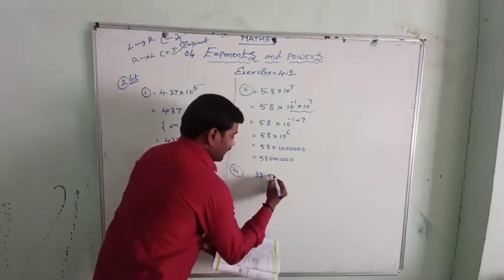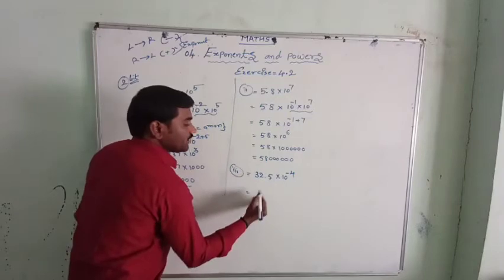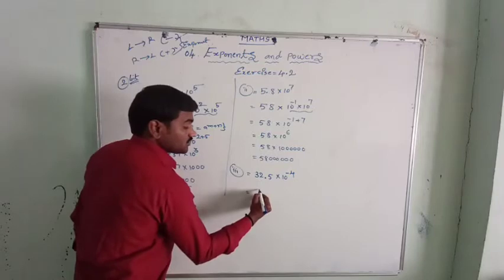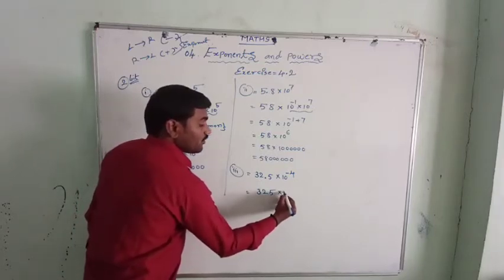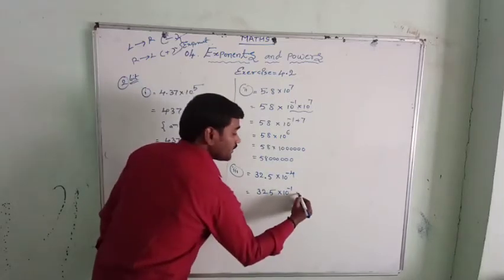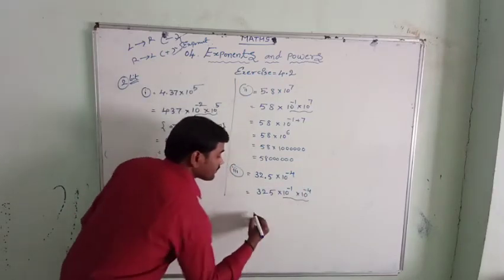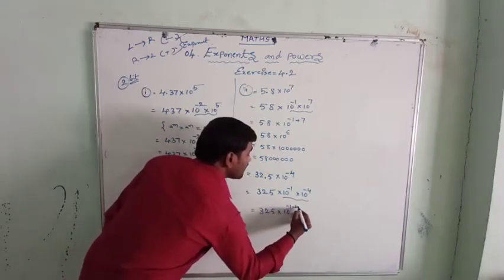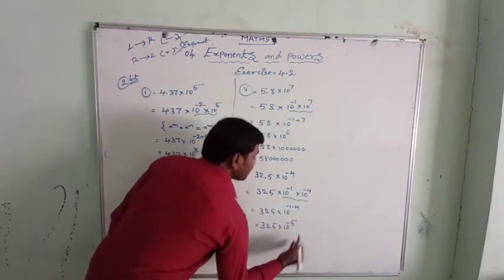32.5 into 10 to the power of minus 4. So here this decimal should move one digit again. Completely there should be no decimals here. So 325 into 10 to the power of minus 1, since only one digit is moving from left to right, into 10 to the power of minus 4 already here. So we use the formula again. We get 325 into 10 to the power of minus 1 minus 4, that equals 325 into 10 to the power of minus 5.